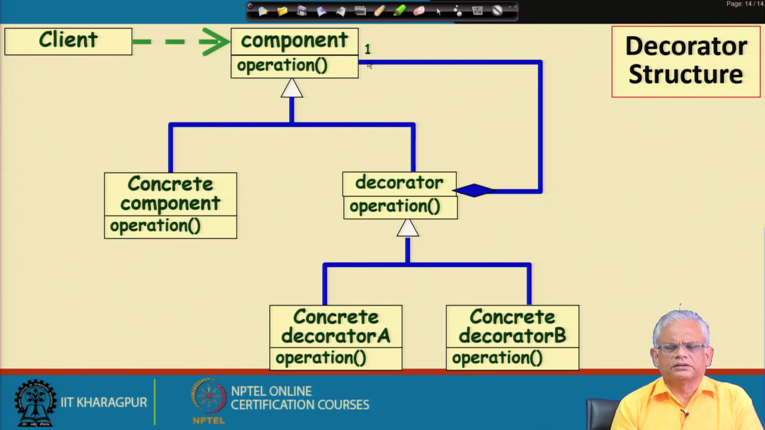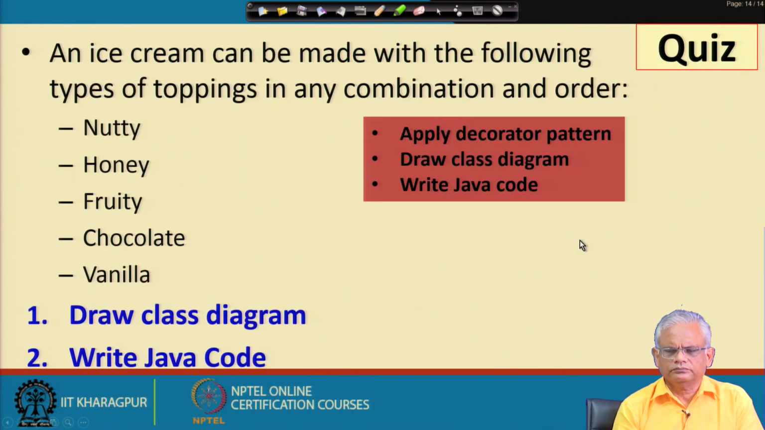Now, let us try to solve a quiz problem. The quiz is that we want to write software using which we can make ice creams. This is a game package, and in this game package we can create ice creams, and we can choose the following types of toppings in any combination in any order.